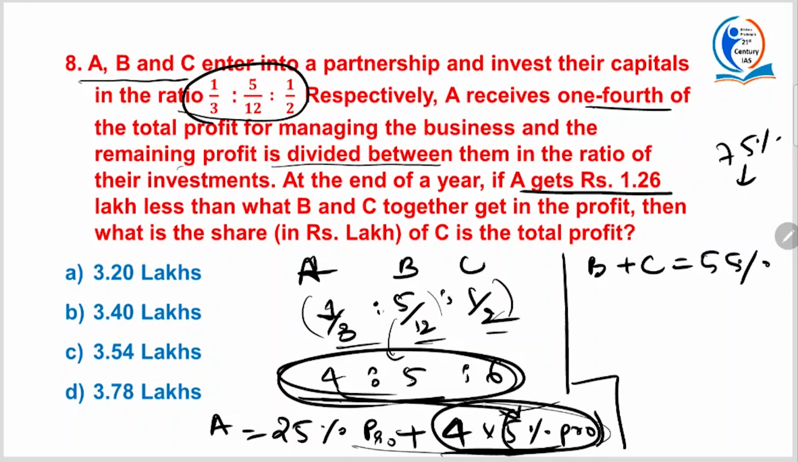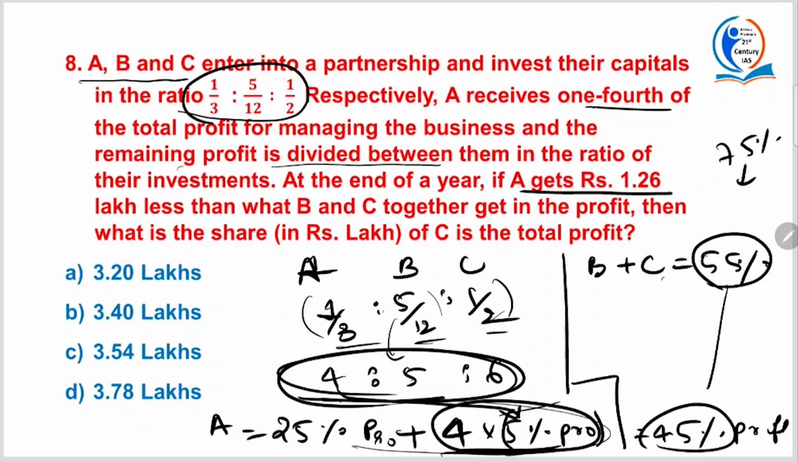And what is this equal to? This is 20 plus 25. This is 45% of the profit. Alright, they've given that the difference between these two is 1.26 lakhs. Which means 55% minus 45%, that is 10% is equal to 1.26 lakh.